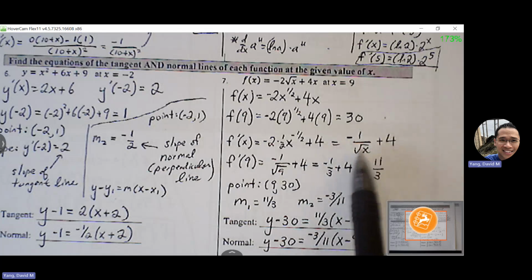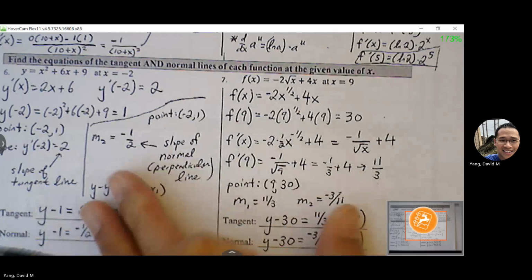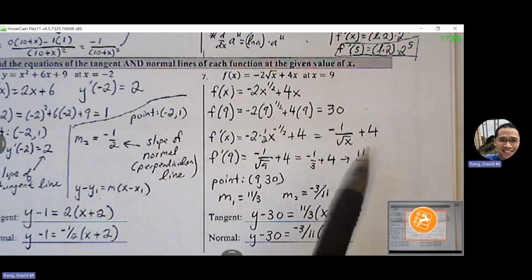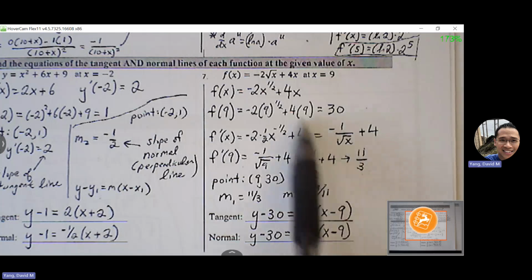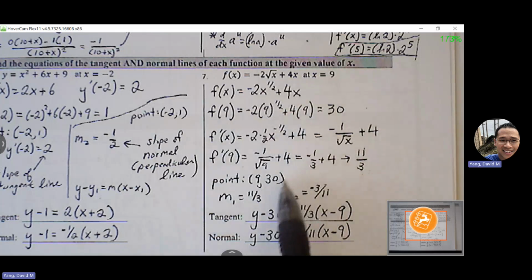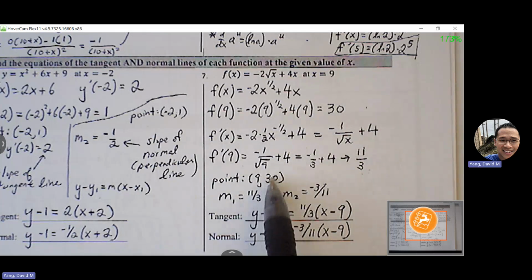So plug 9 into my derivative to get my slope. And then this is the slope of my tangent line. So I have my slope is 11/3. My order pair is 9, 30. So I have the information to build my tangent line equation. That's going to be the one that's going to feel more straightforward. The normal line, just have to make a slight adjustment.